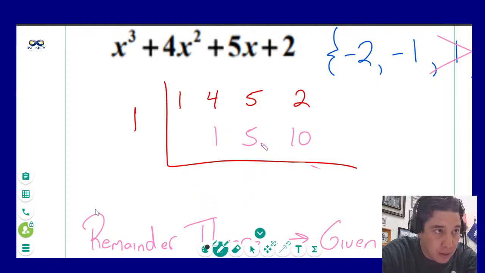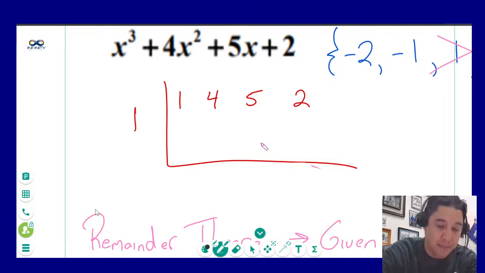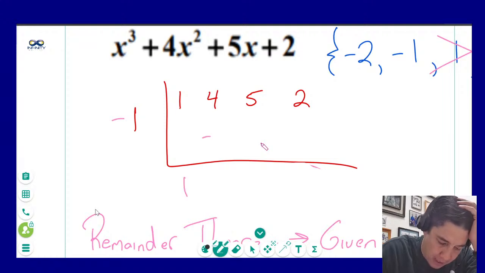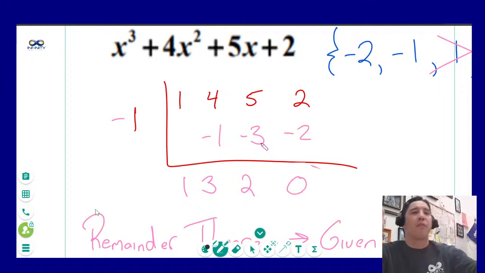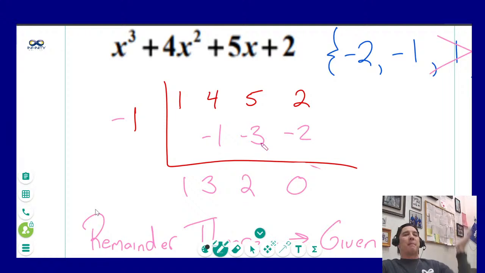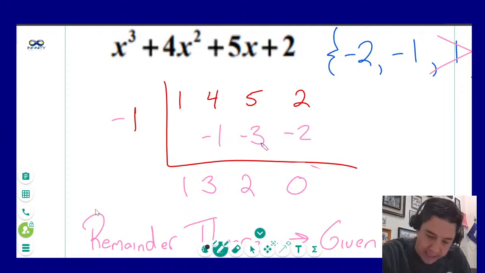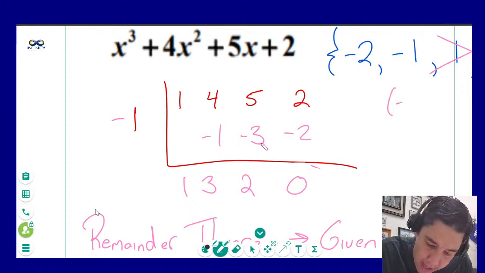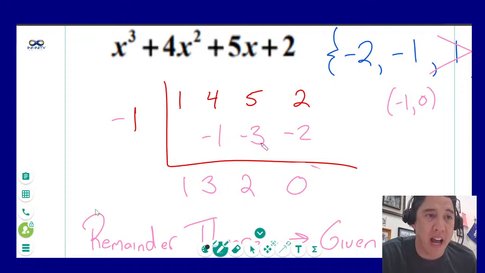And we could just use our whole synthetic division setup again. So let's do that. Let's try negative 1. So I bring the 1 down. Negative 1 times 1 is negative 1. 4 and negative 1 is 3. Negative 1 times 3 is negative 3. 5 plus negative 3 is 2. Negative 1 times 2 is negative 2. 2 and negative 2 is 0. Voila! If the remainder is 0, that means the point negative 1, 0 exists on this graph, and that also means it's a root.